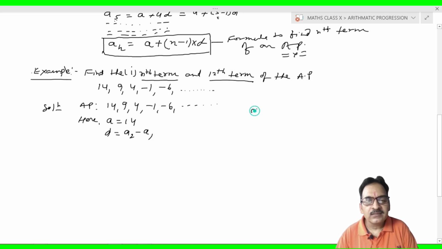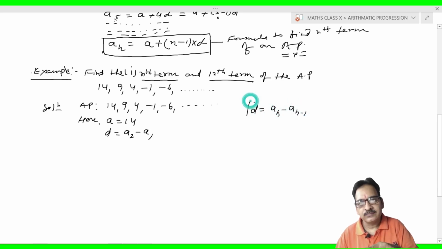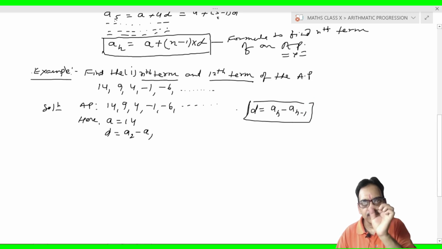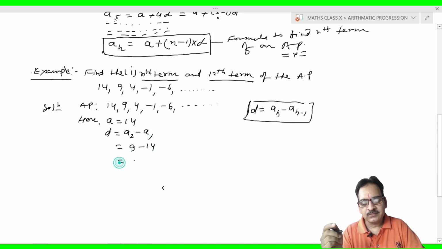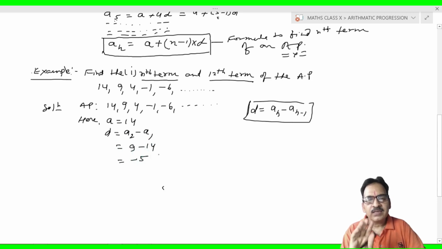So you can say the formula for common difference D is an minus a(n minus 1). Use this formula to find the common difference. Never you subtract A1 minus A2, A3 minus A4. Always you do a term minus previous term. So I am taking here A2 minus A1. So what is A2? A2 is 9 minus 14 and difference is minus 5. So A we have got 14 and D we have got minus 5.